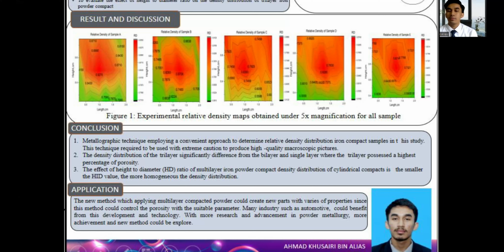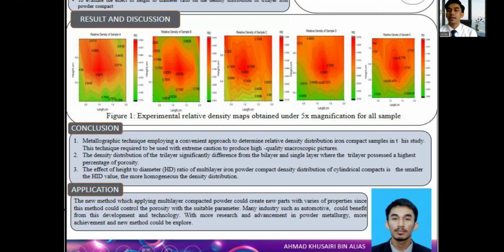And for sample C, sample D and E, these samples are trilayer that differ in height to observe the effect of height to diameter ratio. And it could be observed that the maximum relative density of samples C, D, and E drops as the height of the sample increases, especially at the middle region. This could be explained by the constant compaction load that was applied for each layer, causing the load received not to be the same due to the increase in height.